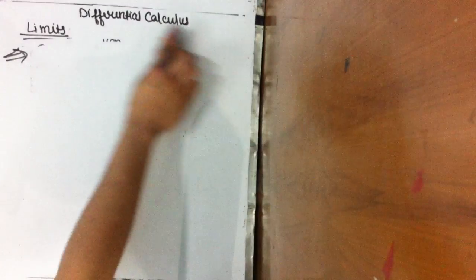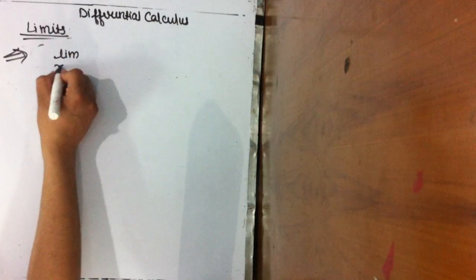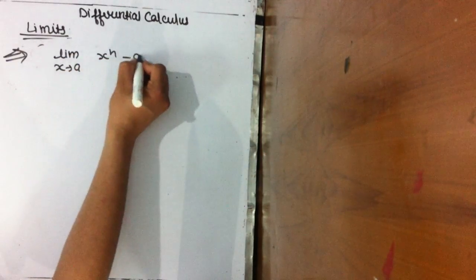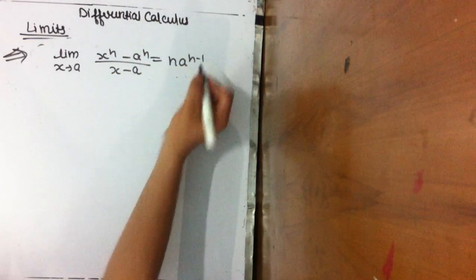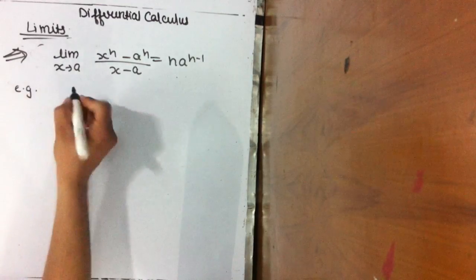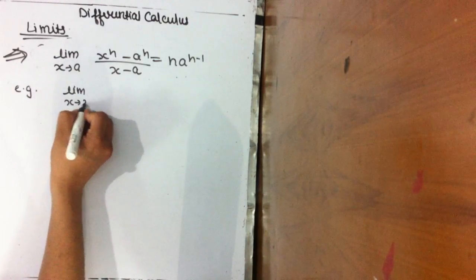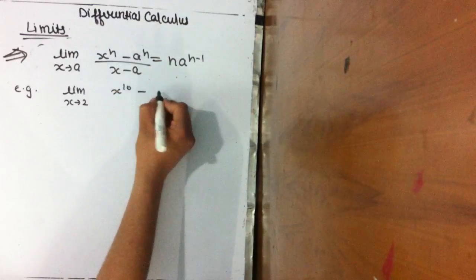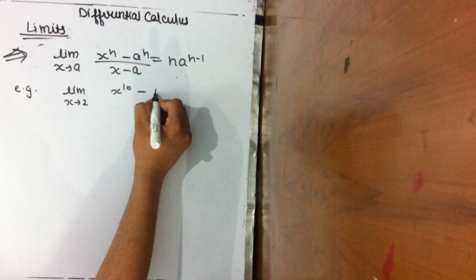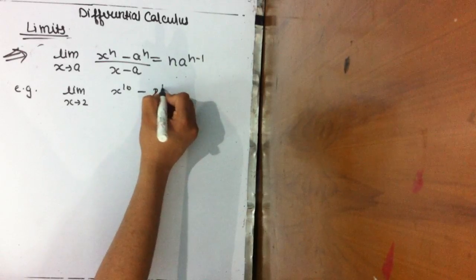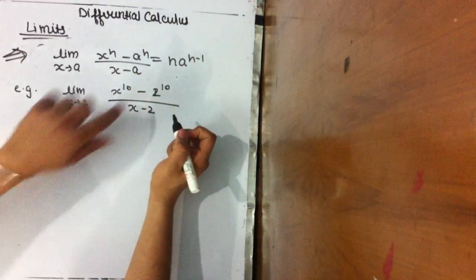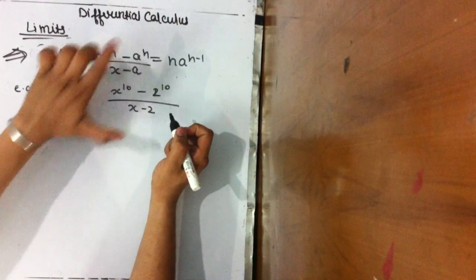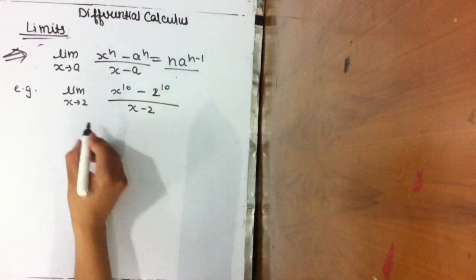Third, we'll be using the standard results. Now one by one we'll be taking the formula. First we'll put limit x approaches a, x to the power n minus a to the power n divided by x minus a, that is equivalent to n a to the power n minus 1. For example, limit x approaches 2, x to the power 10 minus 2 to the power 10 divided by x minus 2. So this is exactly similar to this, where a is 2. So we'll be using the standard result.